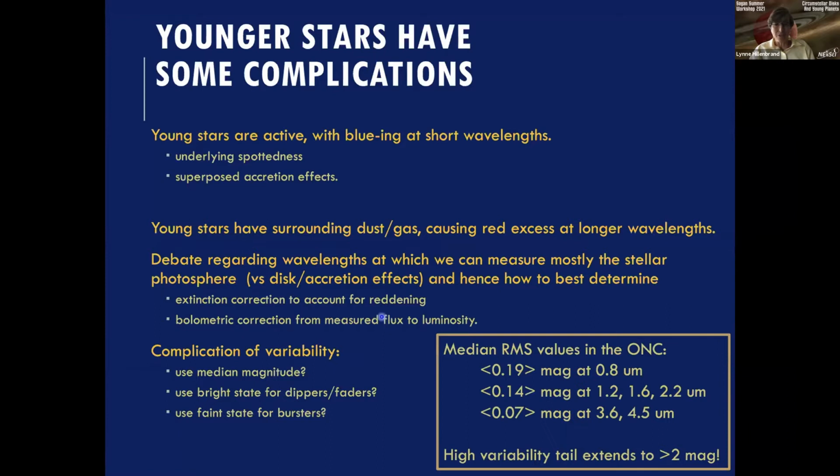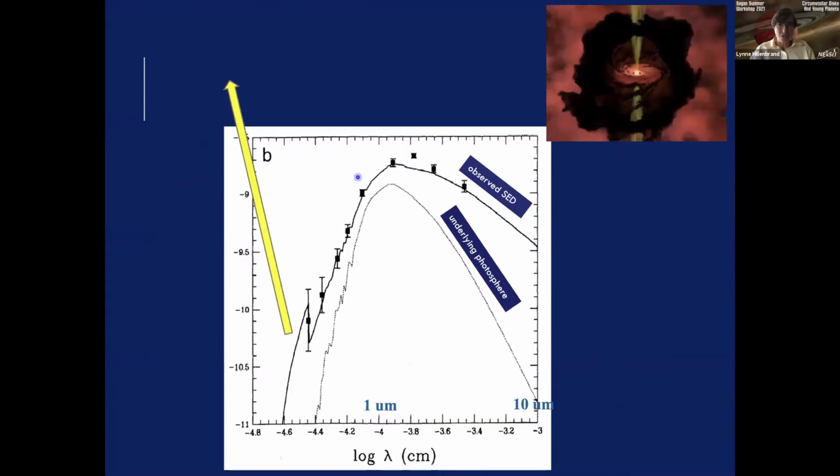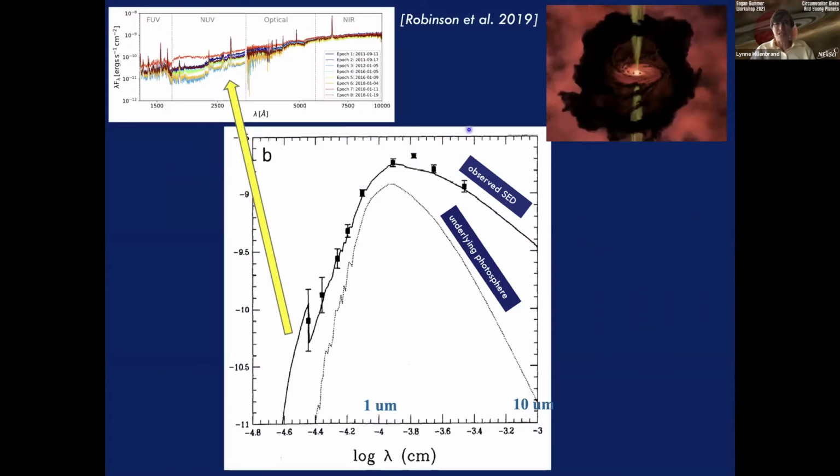And one major issue is the variability of these young stars, and the fact that they're variable at all wavelengths, having to do both with the underlying spottedness, the chromospheric activity, as well as any superposed accretion effects. So this also needs to be taken into account when we consider how to determine the properties. And these are just some illustrations of what this excess is and what the variability aspects are.